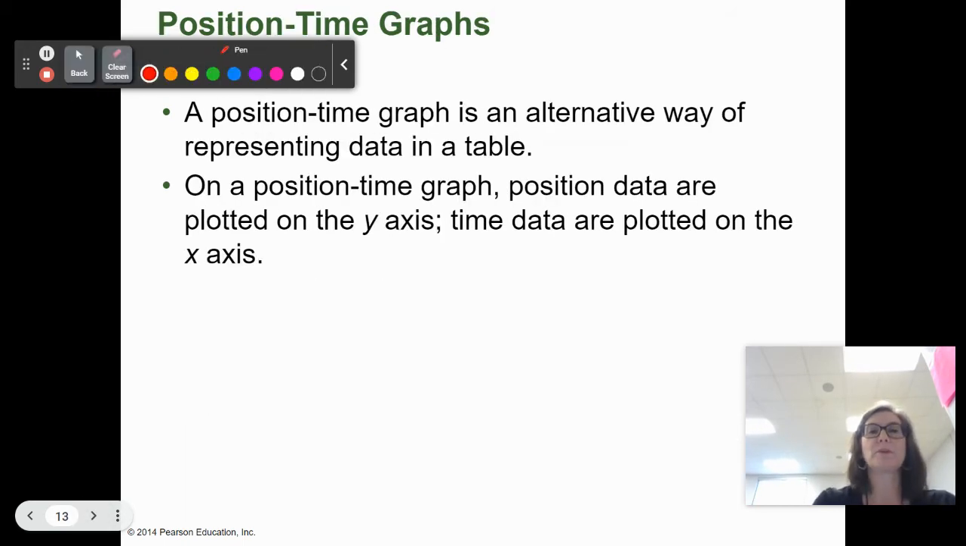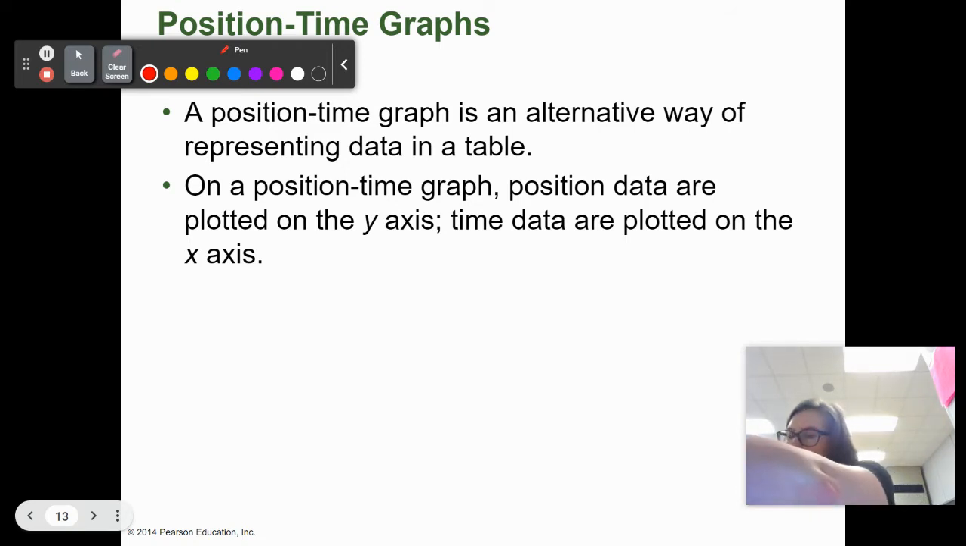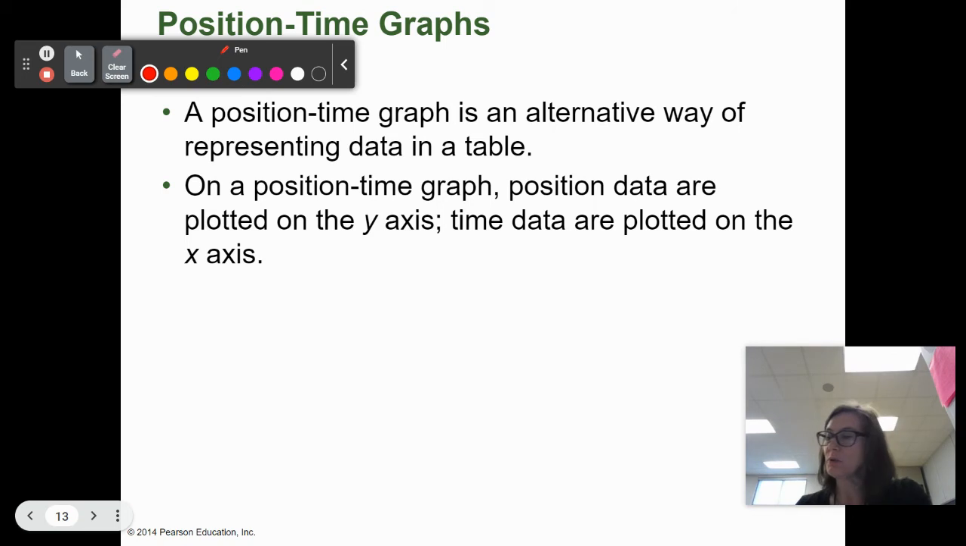So if we talk about a position versus time graph, that's another way of representing data in a data table. Hang on, I just skipped to a whole new section. Yes, I did. So we will do section 2 and 3 together because that was super short.